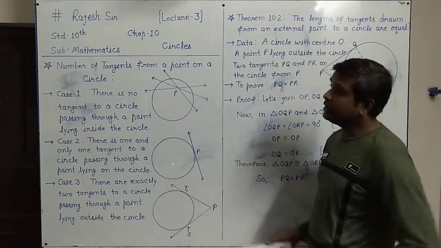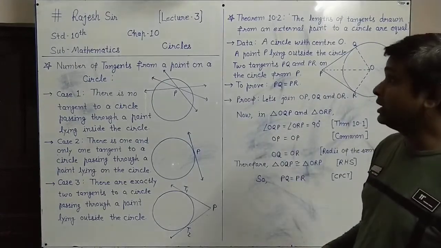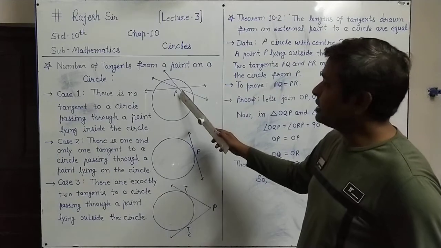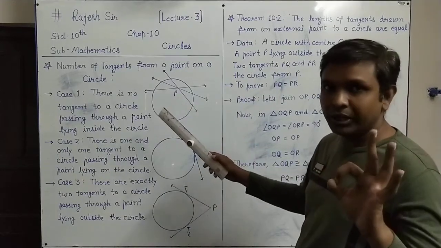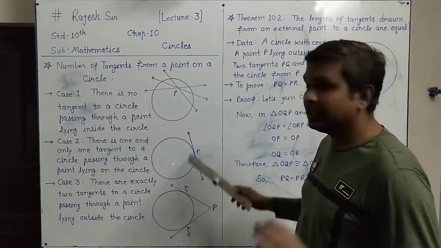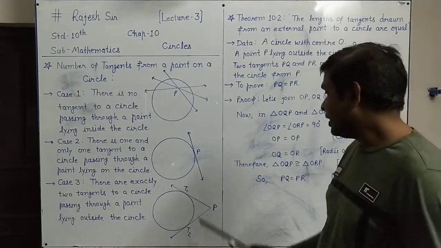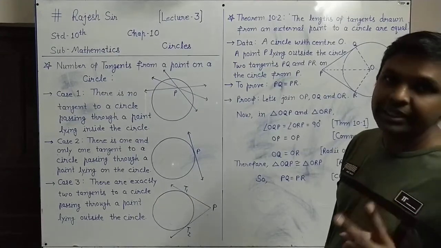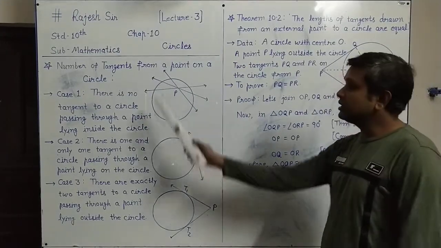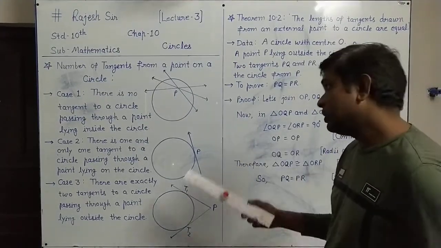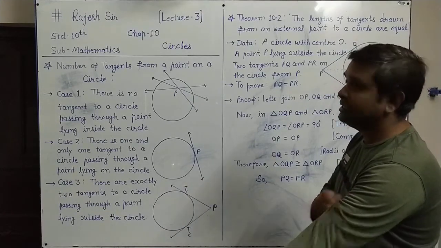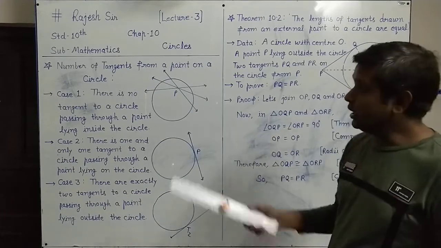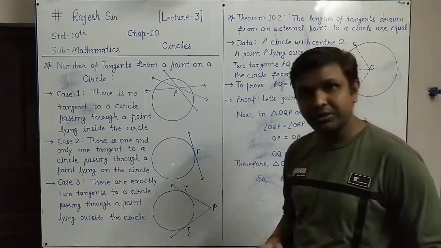So this way, three cases we have seen about the number of tangents from a point to a circle. If the point is inside the circle, no tangent, zero tangents. If the point is on the circle, one and only one tangent. And if the point is lying outside the circle, exactly two tangents we can get. This is very important about the circle and tangent, the number of tangents. We have to draw and write this and understand. A related 1 mark question can be asked to us.